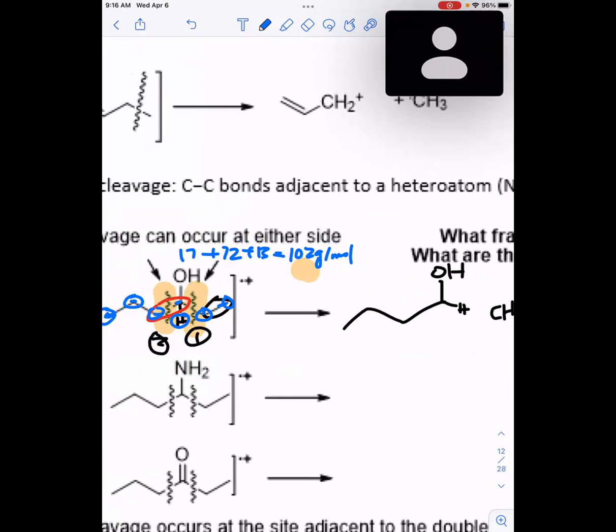All right. What would the M plus 1 peak be for that molecule? I have a question. Dr. Russell, I have a question. Go ahead.